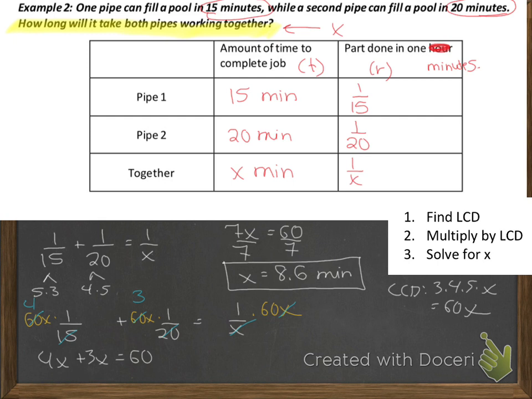Okay, so we didn't make a prediction here, but let's go back to our original problem and make sure that this answer makes sense. So if it takes one pipe 15 minutes and the other pipe 20 minutes, you could imagine working together, it would be somewhere about half of that time. So half of 15 is 7.5, half of 20 is 10. So 8.6 is somewhere in between 7.5 and 10 minutes. So that really does make sense. It makes sense that working together, it would take them about 8.6 minutes to fill the pool.